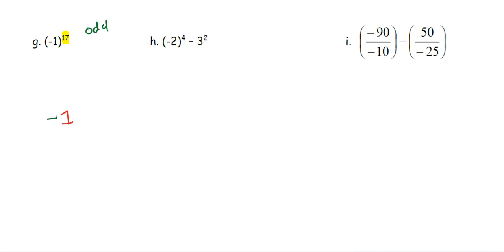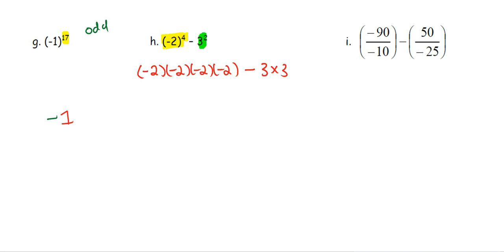Alright, let's move on to question number H here. I have this negative 2 to the power of 4 there. Well, what does that mean? That means I'm multiplying negative 2 by itself 4 times. So this is going to be negative 2 times negative 2 times negative 2 times negative 2 minus, well, what does this expression mean? This 3 to the power of 2. Well, that's going to be 3 times 3, 3 being multiplied by itself 2 times.